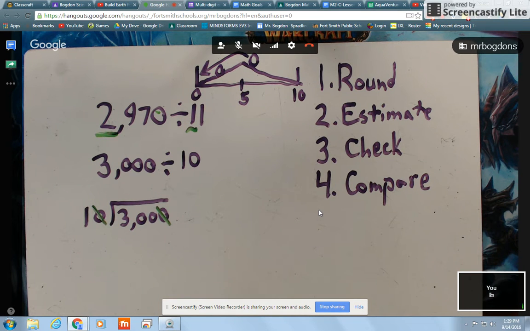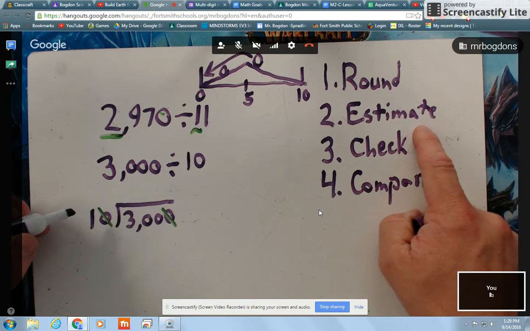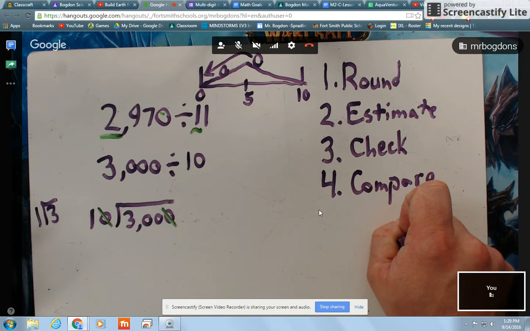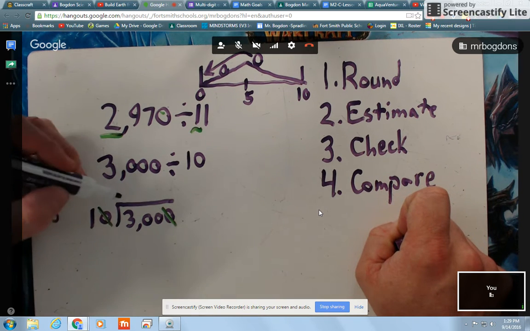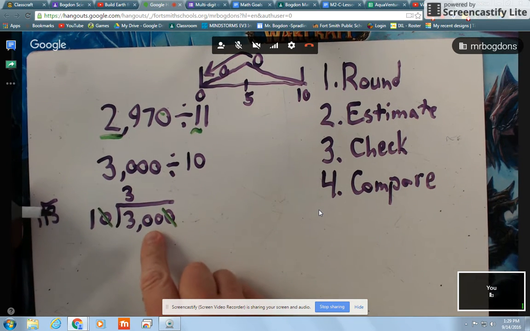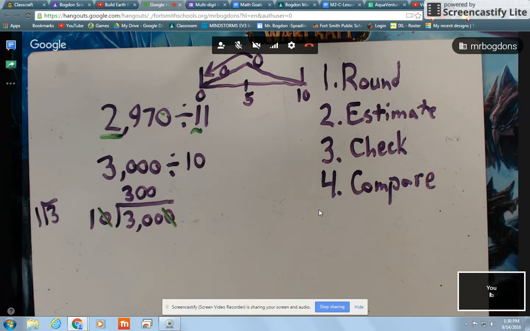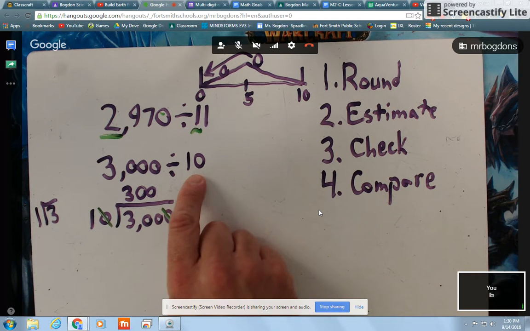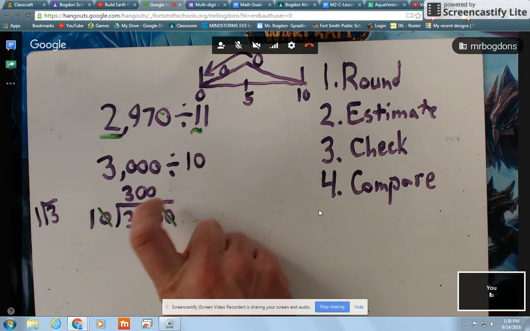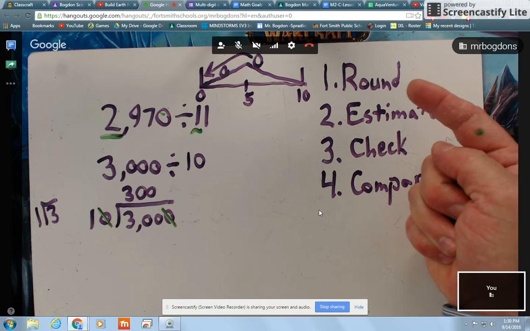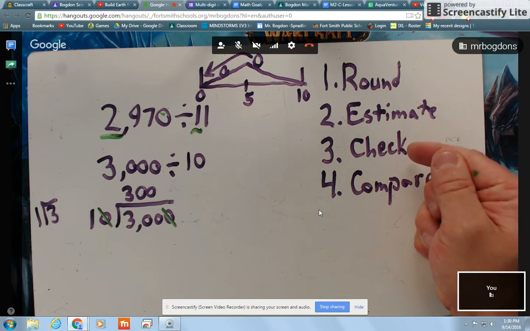So now the question is, here's the estimate part. What is 3 divided by 1? 3. Okay, and then how many zeros do I have? So my estimate for how many times 10 goes into 3,000, I'm estimating that it's 300. So I did my round. I'm on estimate. Now I'm on check.